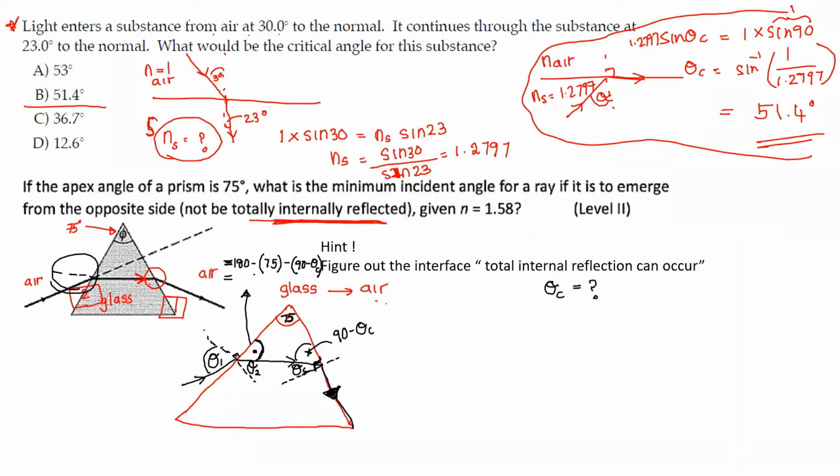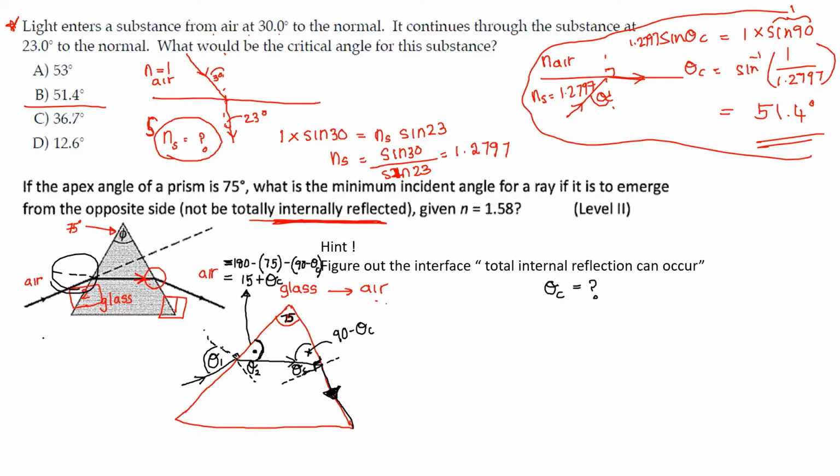So when I put that in the calculator, 180 minus 75 minus 90, I get 15. Then 90 minus minus theta c: minus and minus becomes plus, so plus theta c. Do you agree with me up to here? 15 plus theta c. Yes.